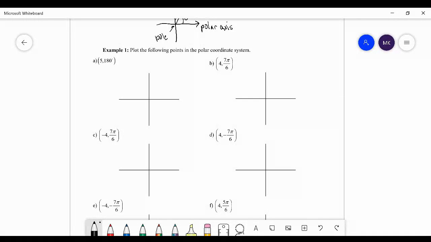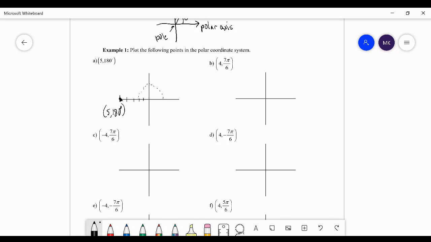Here, this first one asks us to plot the polar coordinate (5, 180 degrees). So we need to go 180 degrees, all the way around to the negative x-axis. Then our r is 5, so we go 1, 2, 3, 4, 5. So then this is our point.